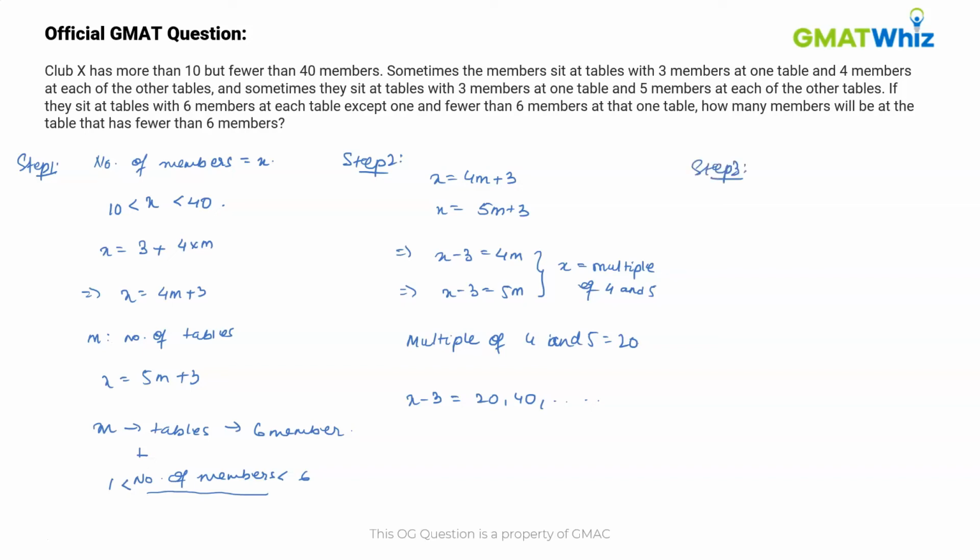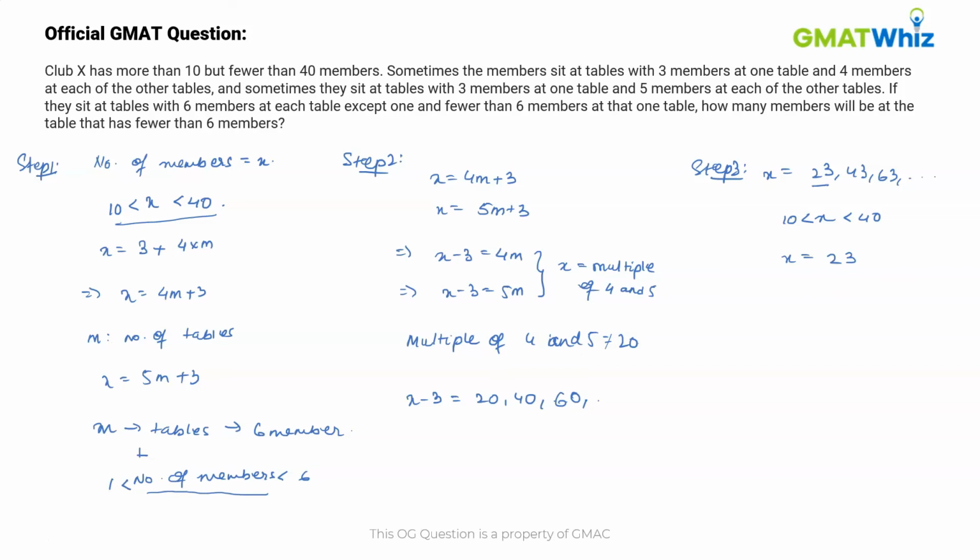Now, if X minus 3 equals 20, 40, let's take another value as 60, then X will be equal to 23, 43, 63 and so on. But keep in mind that the range of X is between 10 and 40. So the only possible value of X that satisfies this inequality is 23. So the number of members in the club is 23.